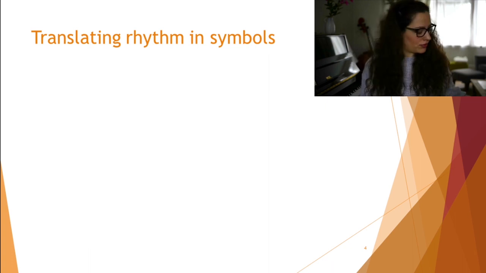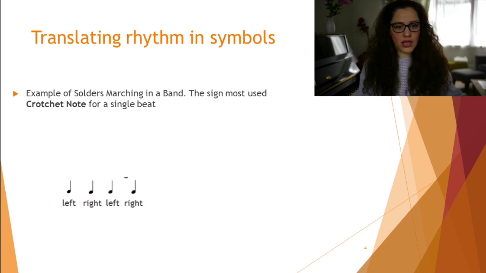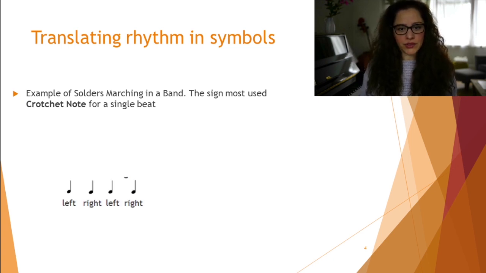Translating rhythm into symbols. If we listen to soldiers marching in a band, for example, the most used rhythmic sign, called the crotchet note, will be our marching of the soldiers. And this is how it will look. So if you're marching or listening to marching bands, you will hear the marching of the soldiers.